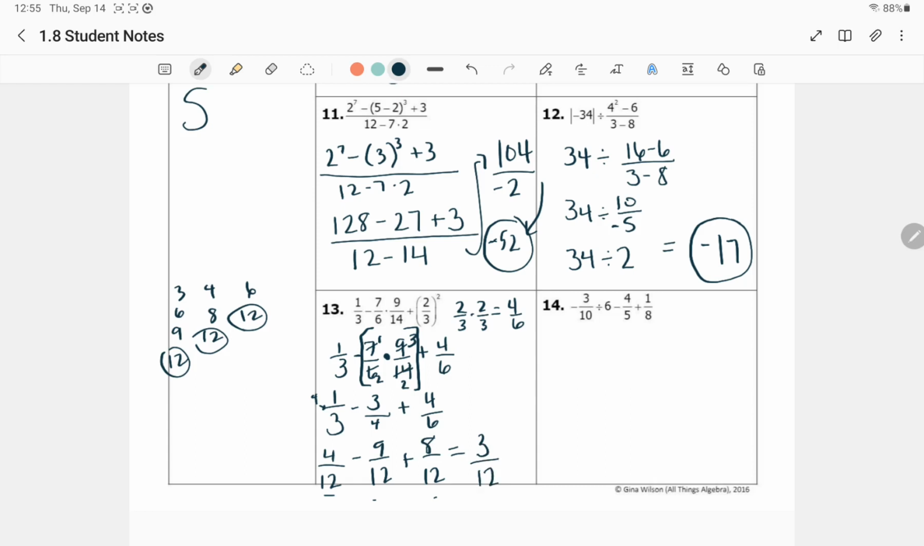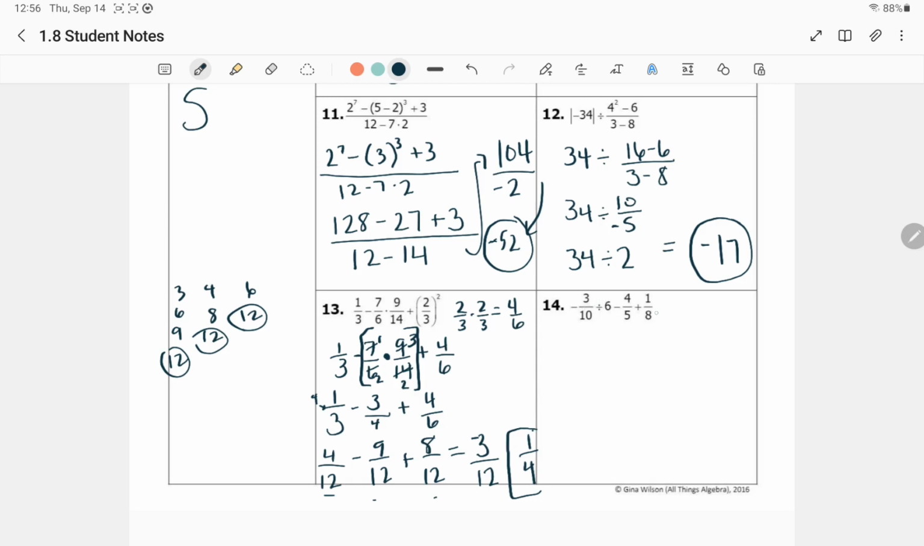3/12. I think that's what I originally got. I feel like I got 3/12s. We can reduce this or we can leave it. It's 1/4. We'll have to go over that. I'm not sure if I got that answer last time, but we'll leave it for now.